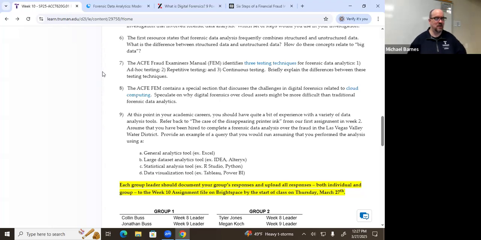So large data set analytic tools, which is IDEA and Alteryx, all those wonderful tools that we've used before. All right. What would be an example of something we could use for that? Holden. We said to find fictitious vendors, we use a find and replace tool to cross-reference vendor payment records with the employee list or vendor list database. Okay, good.